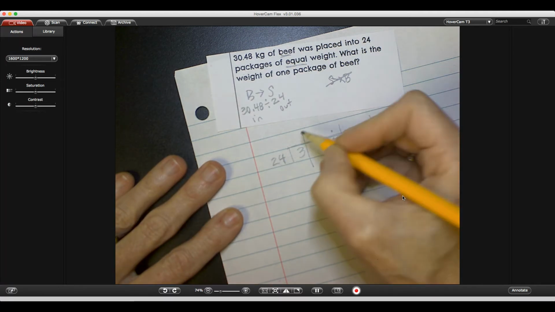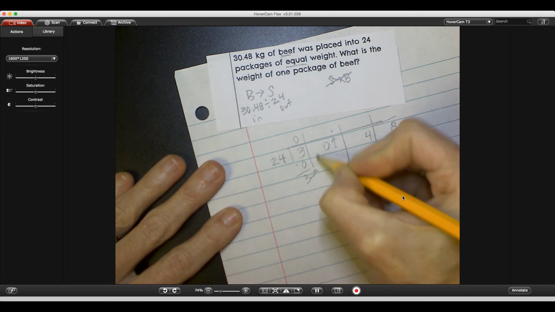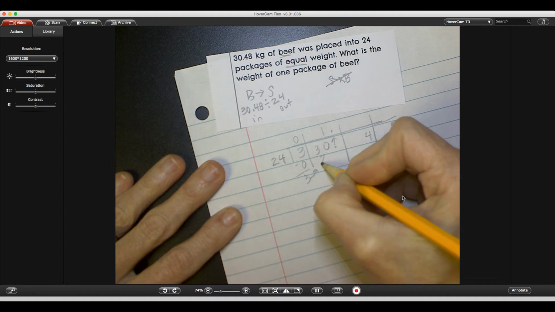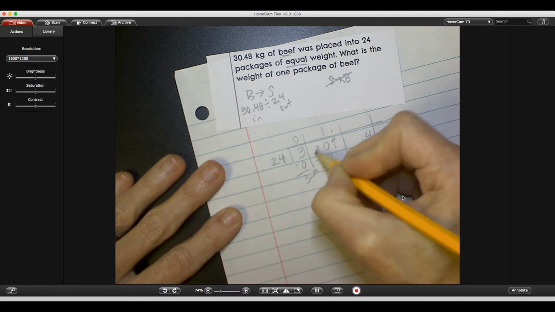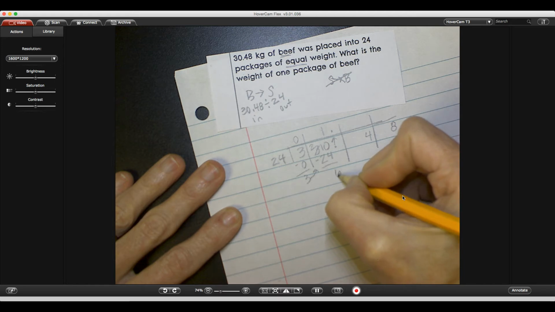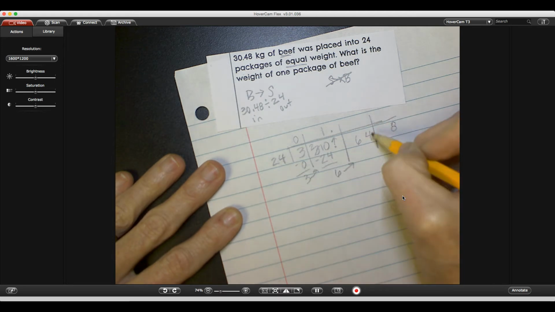24 does not go into 3, so 0 on the top and the bottom. Subtract and slide. 24 goes into 30 one time, and 1 times 24 is 24. I subtract, and I have to do some borrowing here, and that gives me 6. Slide the 6. 24 goes into 64.